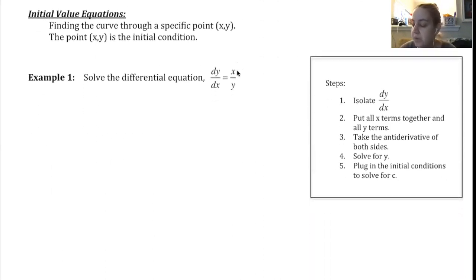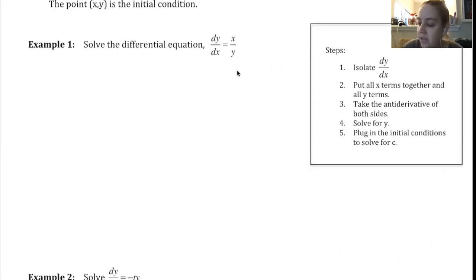So example 1, we want to solve the differential equation. In the box on the right are the steps. 1, isolate dy dx. 2, put all the x terms together and all the y terms together. 3, take the antiderivative of both sides. 4, solve for y. And 5, plug the initial conditions in to solve for c.